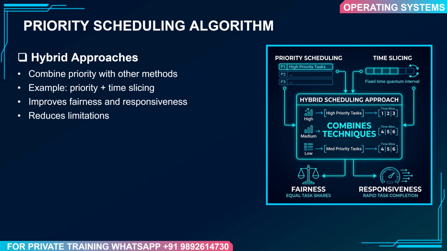In real world systems, priority scheduling is often combined with other techniques. For example, a system might use priority scheduling along with time slicing to ensure both fairness and responsiveness. This hybrid approach helps overcome the limitations of using a single algorithm.